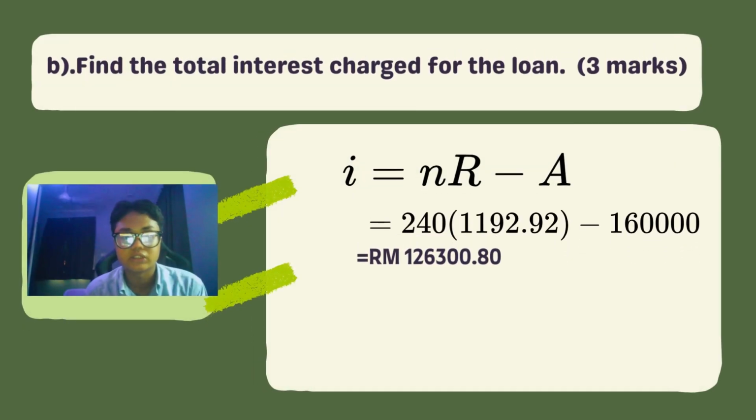Find the total interest charged for the loan. When we want to find interest, we have to use this formula, which is I equals NR minus A. The N is 240 and the R is 11,092 ringgit 92 cents that we get from the previous question. And we need to minus 160,000 and the final answer we get is 126,380 cents.